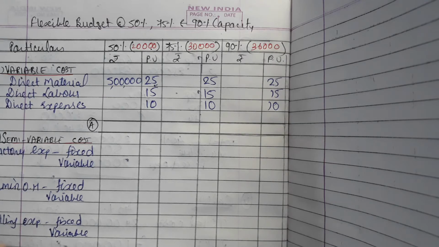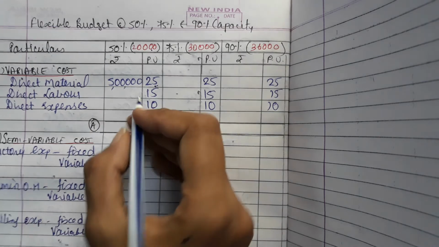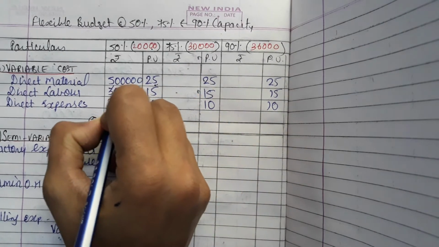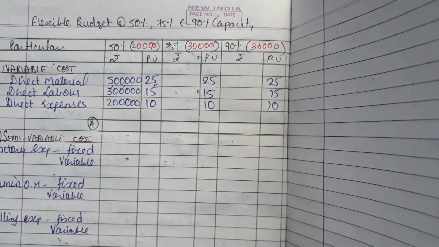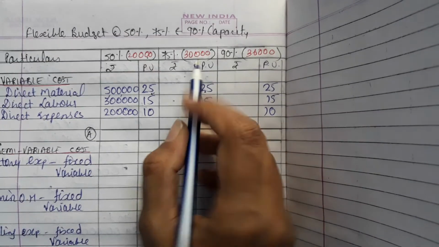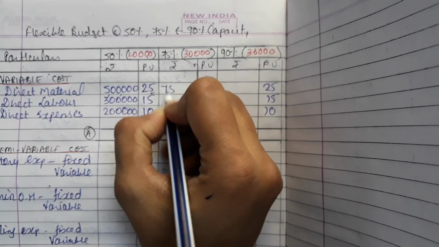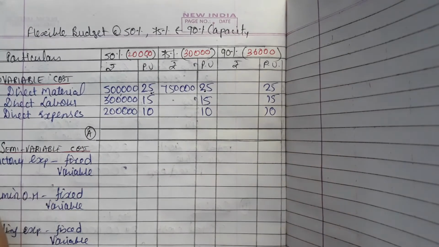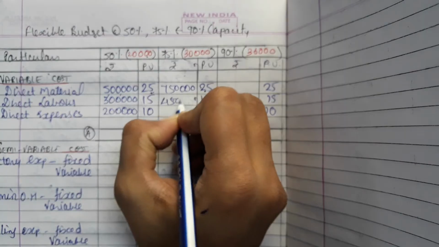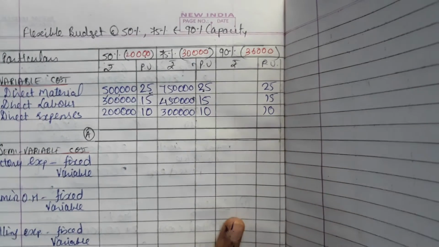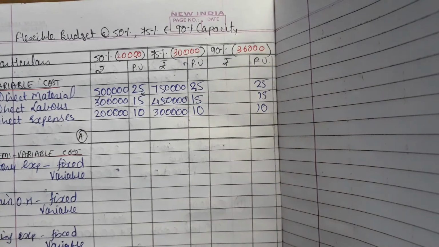15 into 20,000, so that is 3 lakhs, and here it is 2 lakhs, right? Here 25 into 30,000, so 30,000 into 25, 7,50,000. Here 4,50,000 and here it is 3 lakhs. Clear?